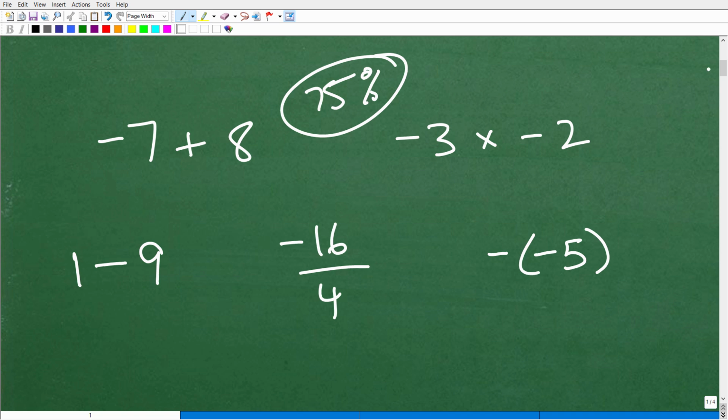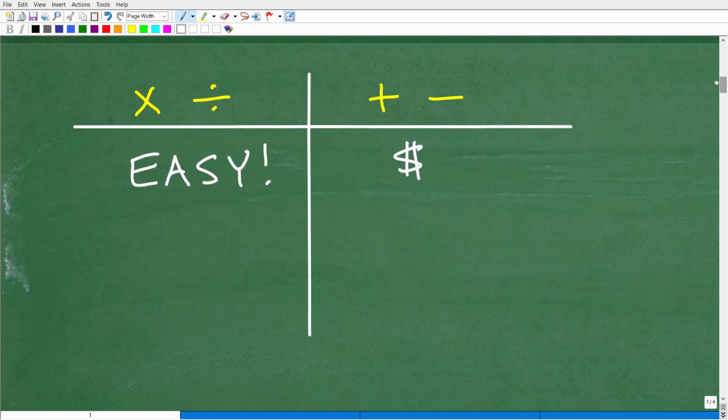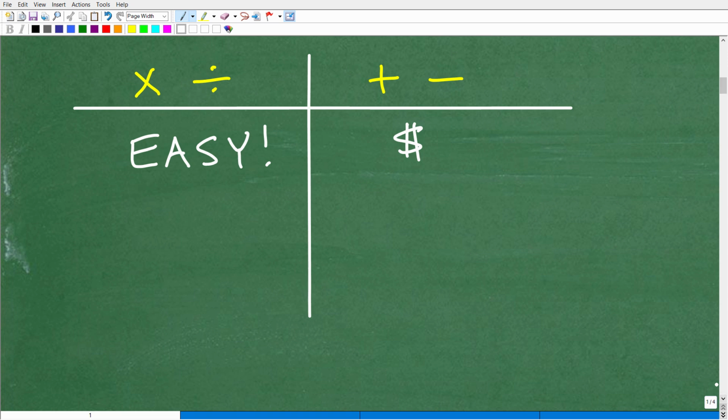But let's get into this stuff, and I want you to think of positive and negative numbers as being just two rules and two rules only. Let's break this up. The first rule is going to be what we do with multiplication and division.